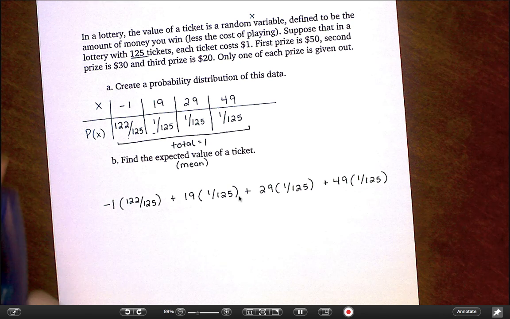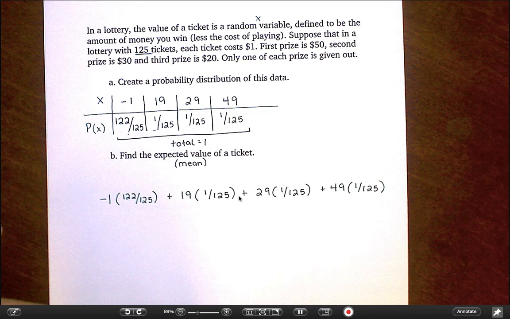Sorry, I'm scrounging for a calculator. It's early in the morning here.